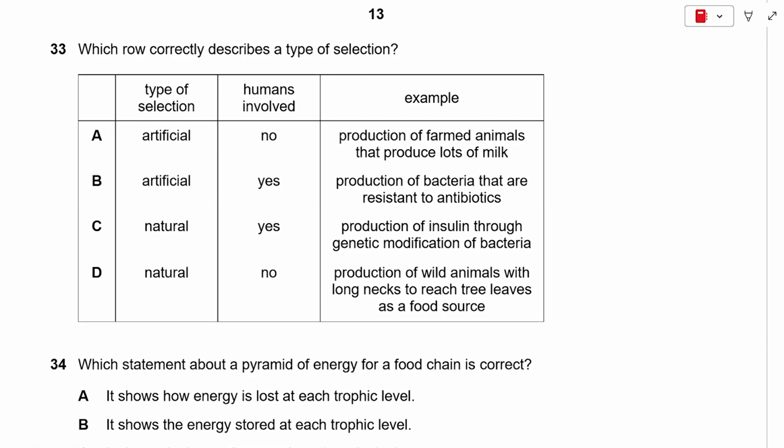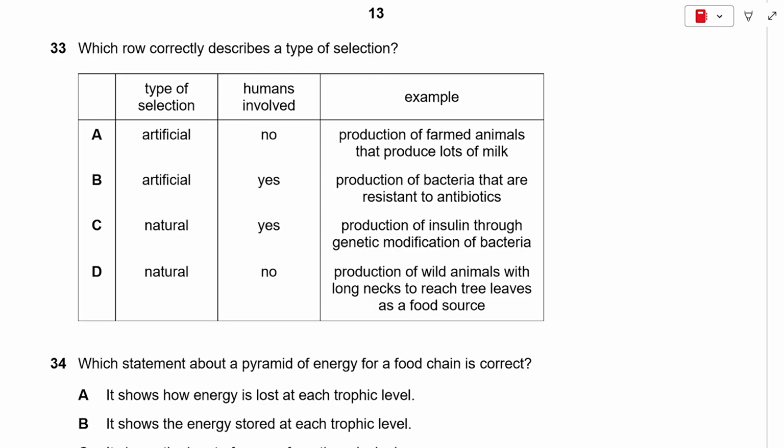And then number 33 says, which row correctly describes a type of selection? Artificial selection usually involves humans because it's their choice. Production of farmed animals that produce lots of milk, that's a human choice. Artificial selection, humans are involved, yes. Production of bacteria that are resistant to antibiotics, no. Humans do not control this feature of bacteria becoming resistant.